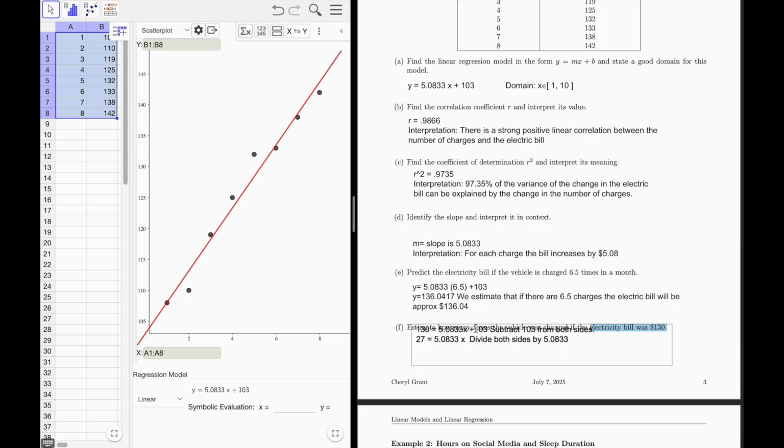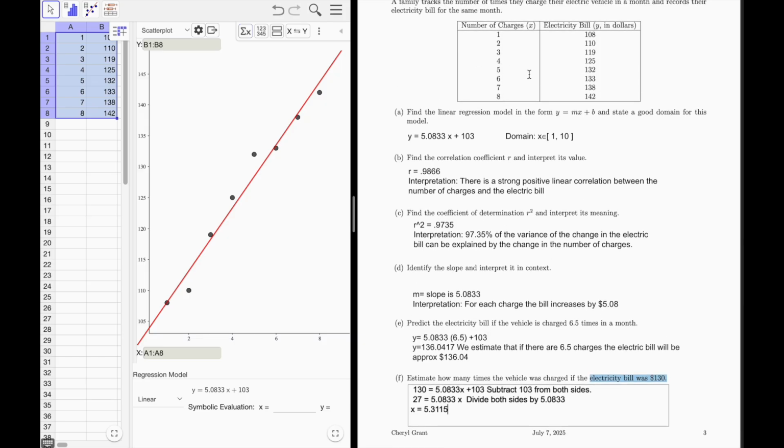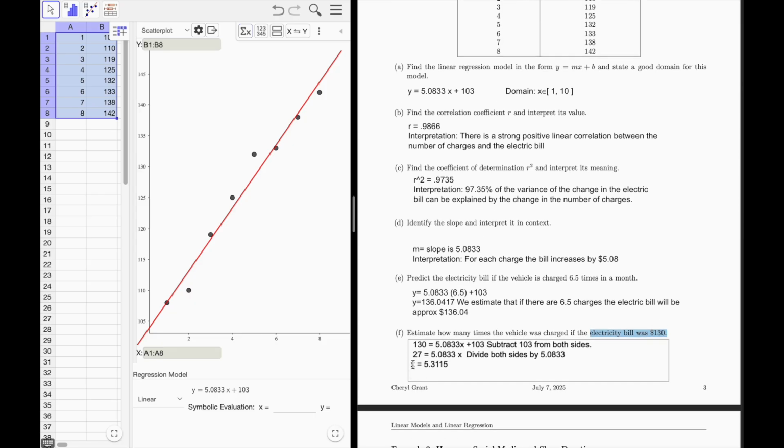So when I divide both sides by 5.0833, we get that x is equal to 5.3115, which is close to where we predicted. Based on our data, we were thinking it was going to fall in the 4 or 5 area, and we got pretty close to that.